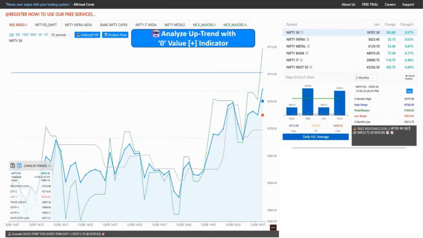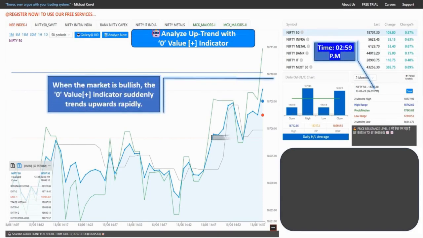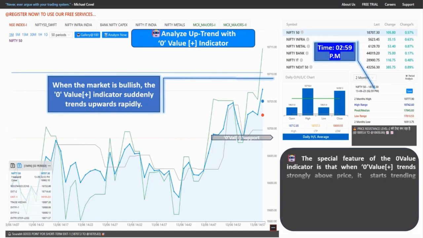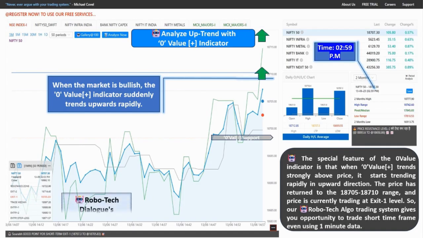Analyze uptrend with the zero-value plus indicator. The special feature of the zero-value indicator is that when zero-value plus trends strongly above price, it starts trending rapidly in the upward direction. The price has returned to the 18,705 to 18,710 range, and price is currently trading at the exit 1 level. So, our Robotech Algo trading system gives you the opportunity to trade short time frames even using 1-minute data.